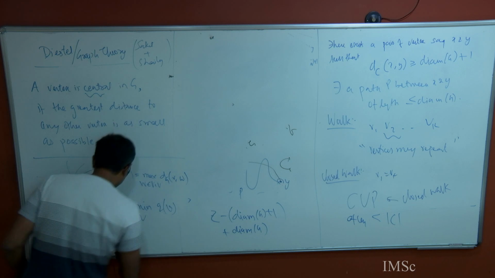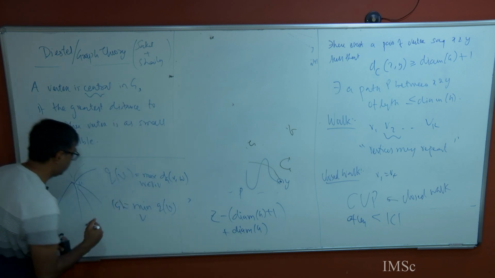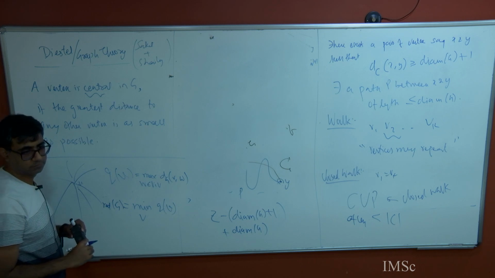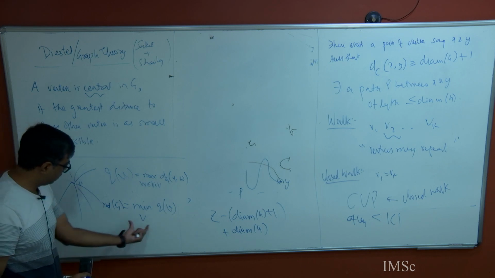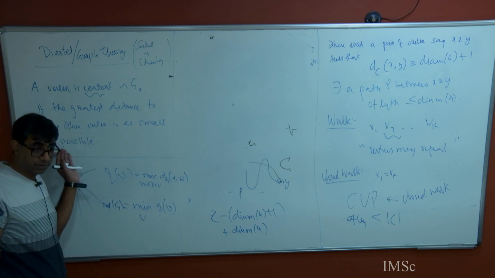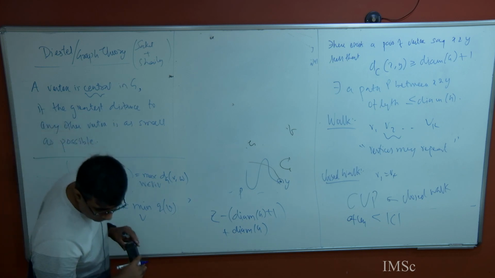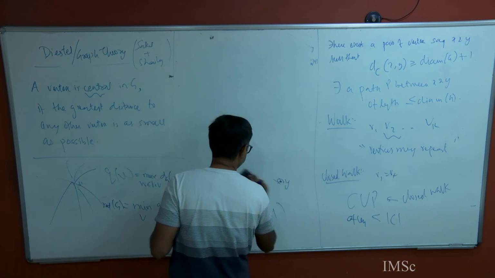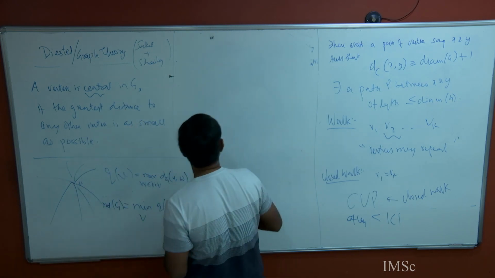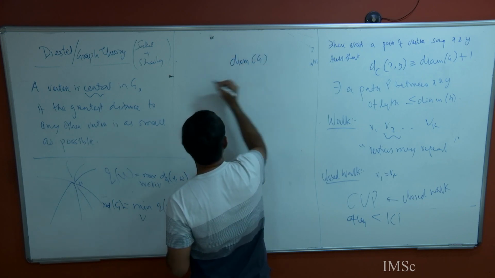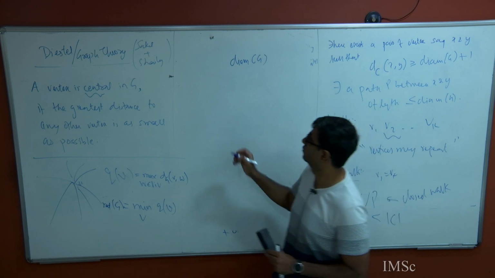And this has a term, and this is what is called the radius of a graph. So the radius of a graph is basically this number. I told you the diameter of a graph, I told you the radius of the graph. What do you think the relation between them is? What can you say about diameter of G and radius of G?